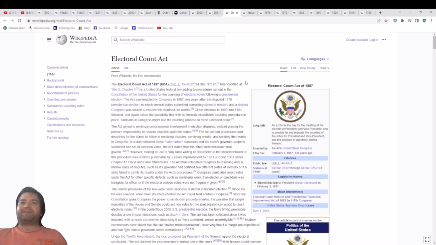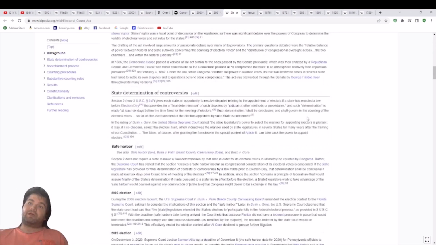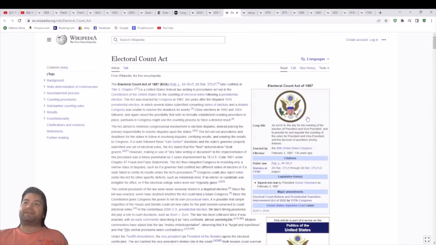So the Electoral Count Act of 1887, remember that date, it's going to be important. 1887 said that basically you have to certify the votes. Al Gore had no power to overturn his loss. He has to open the certificates, and the vice president can't do anything about objections. The objections have to be raised by a senator and a representative. That is because of the Electoral Count Act of 1887.